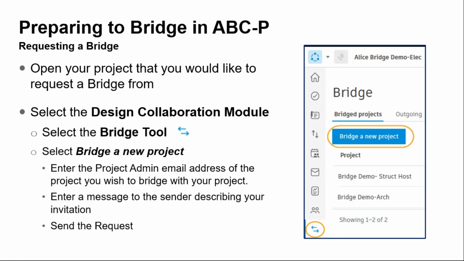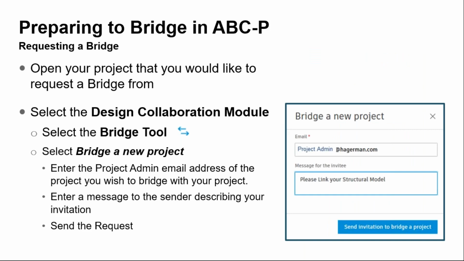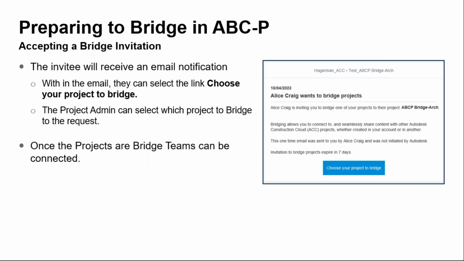We start in the design collaboration module of our project, navigating to the bridge tool and selecting Bridge a New Project. To initiate a bridge request, enter the project admin email of the project you wish to connect with. You can add additional notes. Only a project admin can establish a bridge between projects. Once the request is sent, the project will show as pending until the request is accepted.